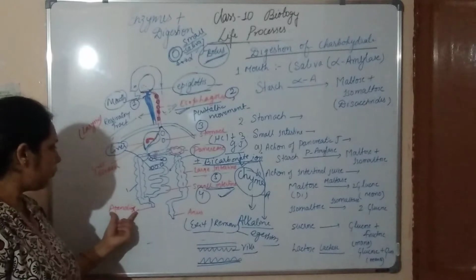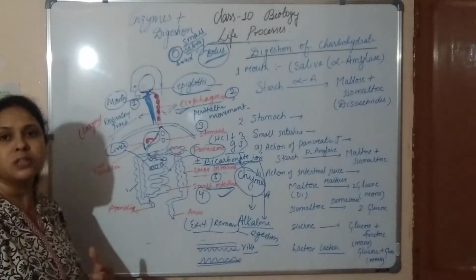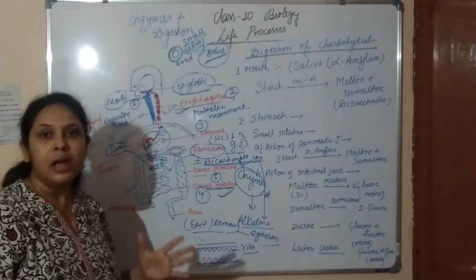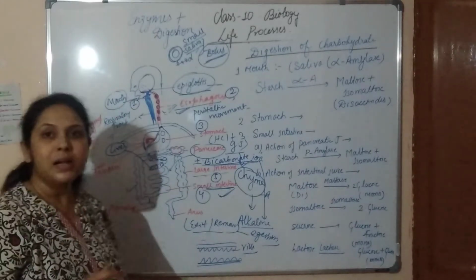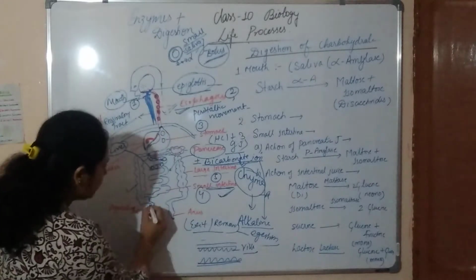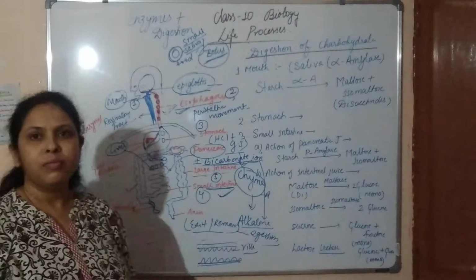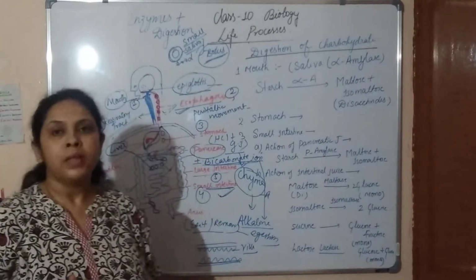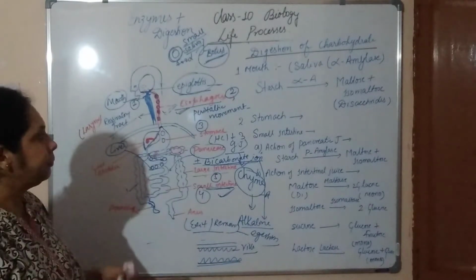There is an appendix in the large intestine, which is a vestigial organ. Earlier it was functional, but now it is not functional, and it is called the appendix. Vermiform means a small worm-like structure. So it is just a worm-like structure, and there is no use of this appendix in our body. So this is all about the systematic flow.